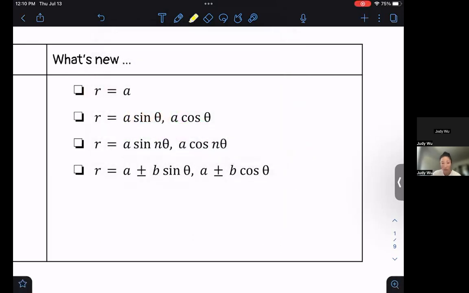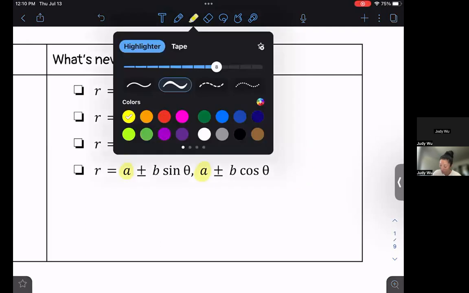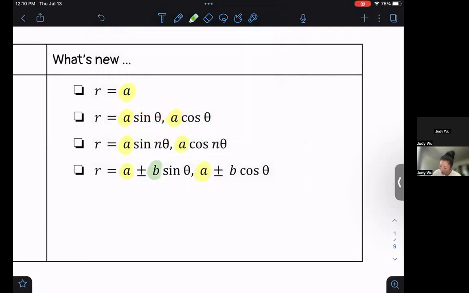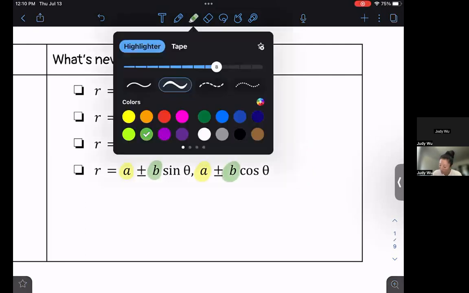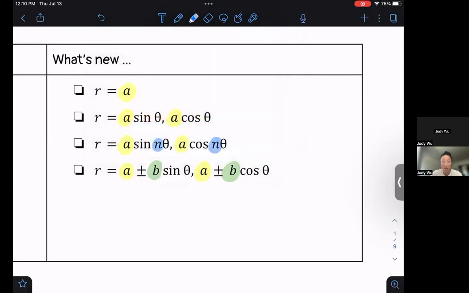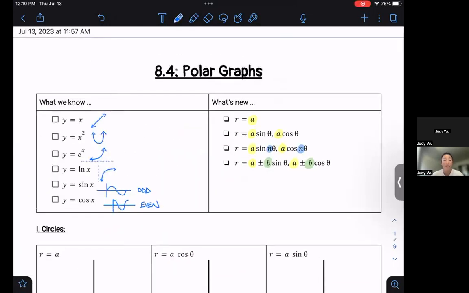Now, before we do that, a couple things I want to highlight here. All of our a's represent numbers, regular numbers. And all of our b's also represent numbers. And all of our n's also represent numbers. All right, so a, b, and n, those are all real numbers that we're looking at here, okay? All right, so in this video, we're gonna focus mostly on circles, all right? And then in each of the following videos, we'll focus on a different shape.